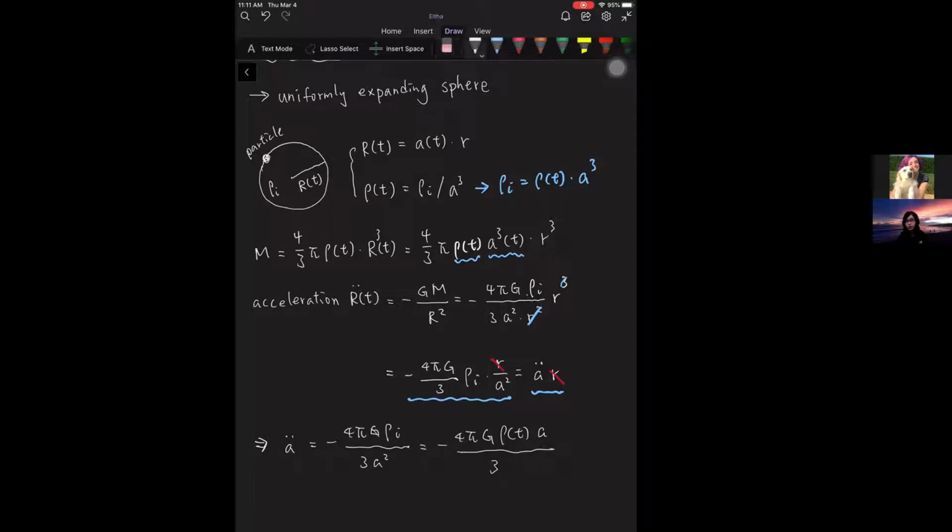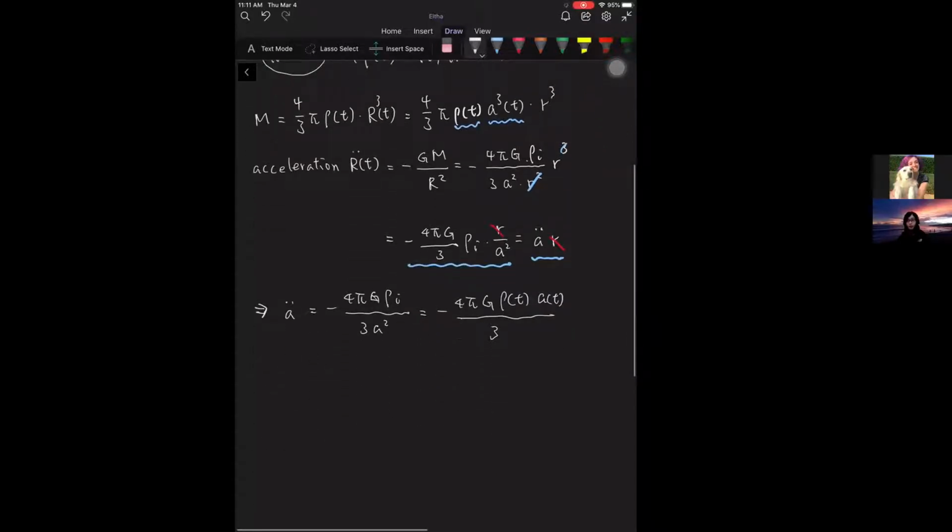Okay, so rho of t, a of t. If we multiply this equation by 2 times a dot, we will get 2 a dot a double dot equals negative 8 pi G over 3, and there's a dot term, so rho of t, a of t times a dot, right?